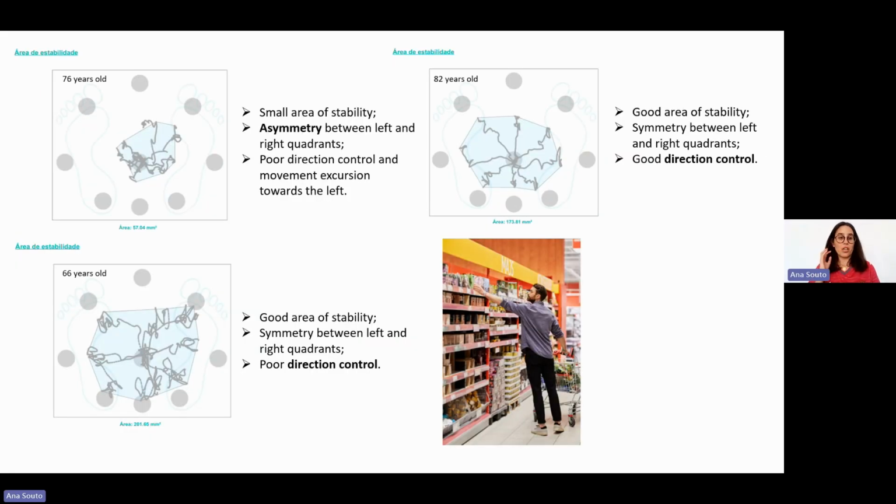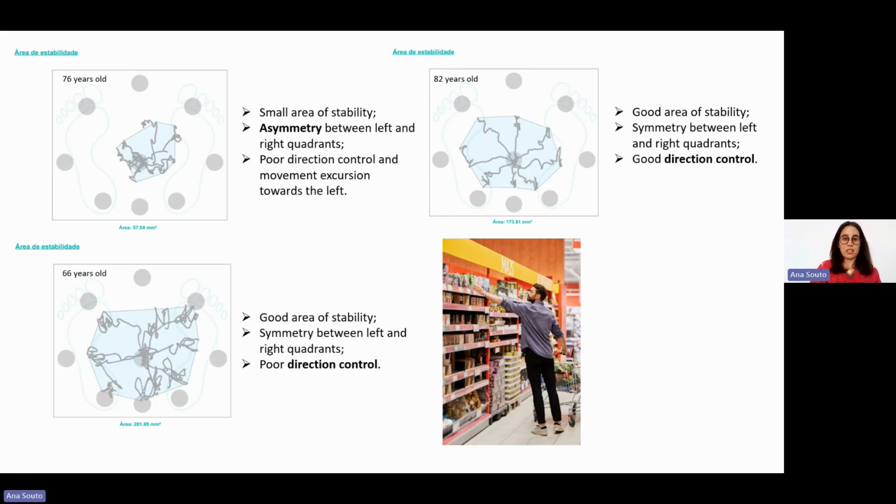I also want to show you some real examples of limits of stability tests. The first one is from a 76-year-old man, where the area of stability is reduced, but the most relevant thing here is the asymmetry between the left and right quadrants. There's poor directional control and poor movement excursion towards the left targets. This will help us plan the intervention process for this patient.